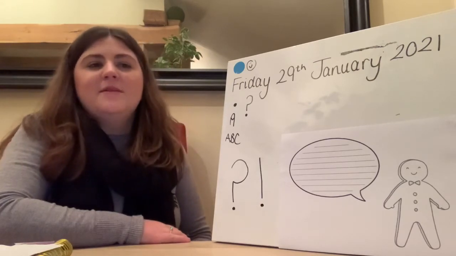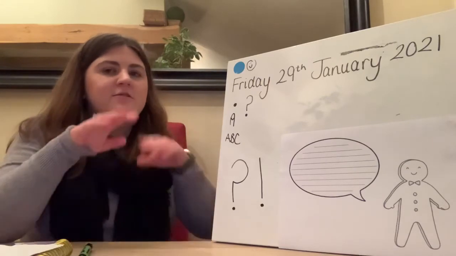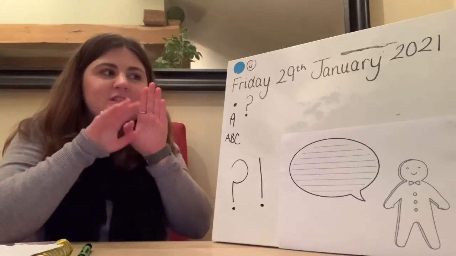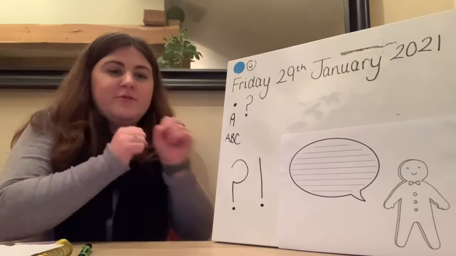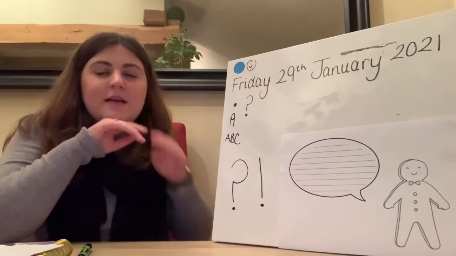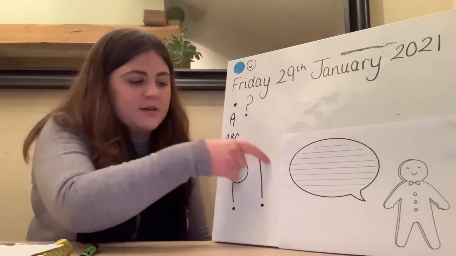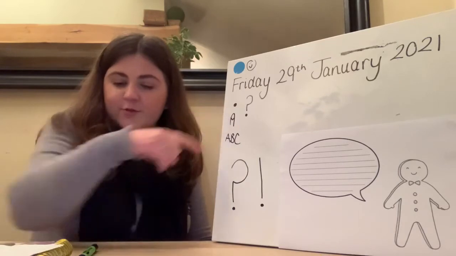Okay. Now, in the story, the little old woman shouted something. She shouted, can you remember? She shouted to the gingerbread man when the gingerbread man was running away. What did she say? Stop, stop! Now, because she's shouting, you can use an exclamation mark instead of a full stop.